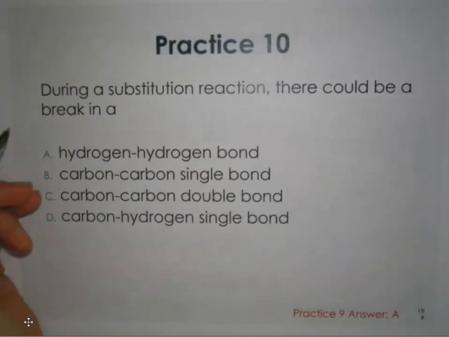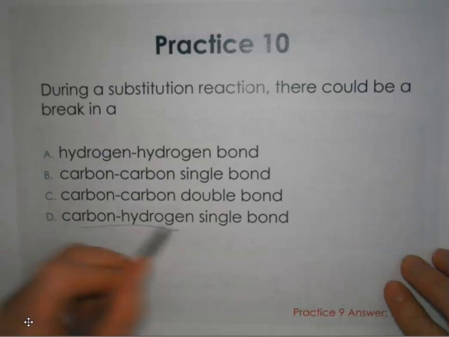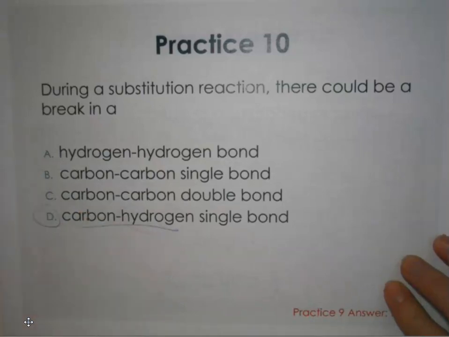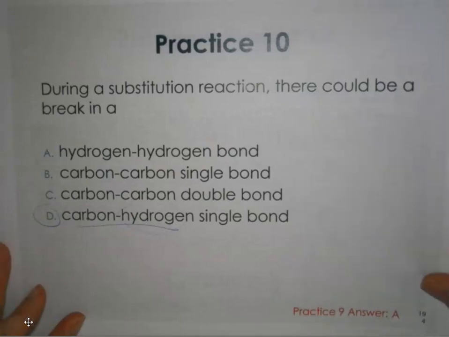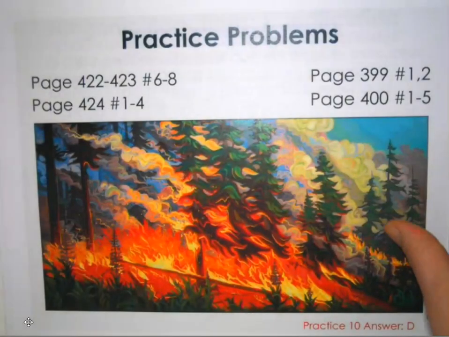Practice 10, during a substitution reaction, there could be a break in a carbon hydrogen, right? That's when you substitute out that hydrogen on a carbon for an alcohol group or a halogen or something like that. Okay, so that's everything for reactions.